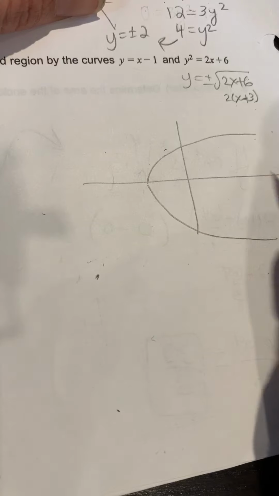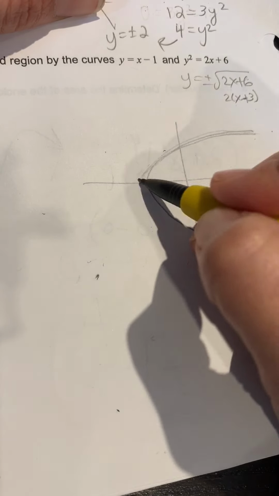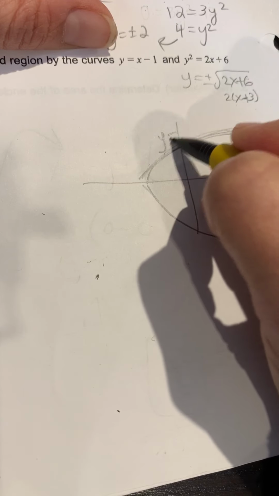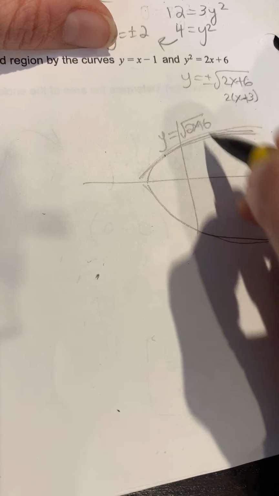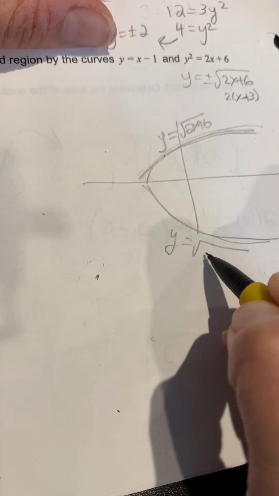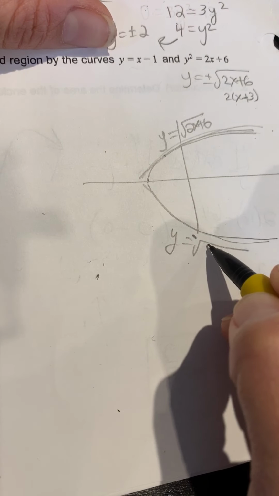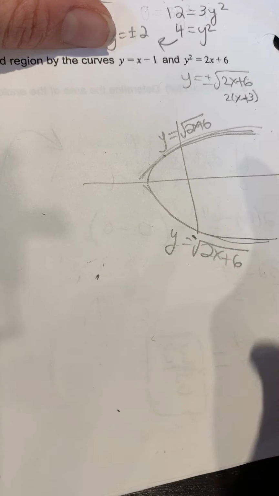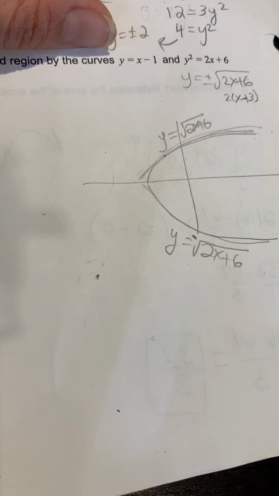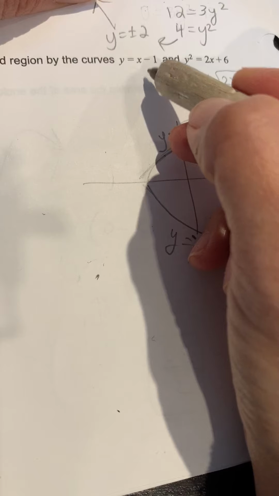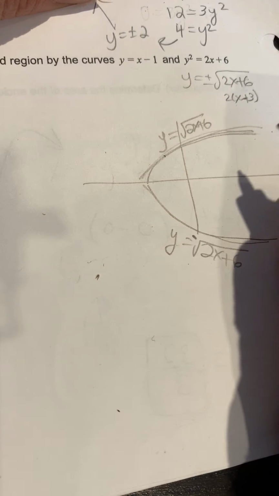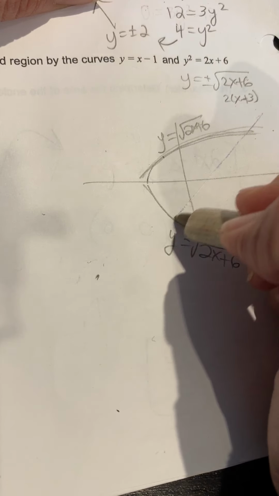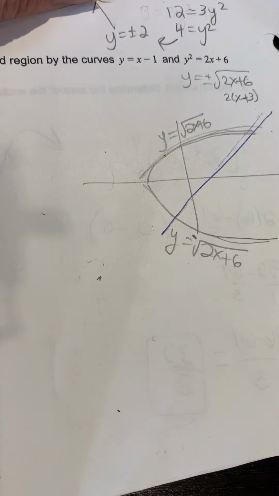And that's the top part. This is the top part of the square root, and this is the bottom part. So this is y equals the square root of 2x plus 6, and this is y equals negative square root of 2x plus 6. That's what's happening. Now the other one is right here, its y-intercept is negative 1. It just goes up, so it does something like this. Okay, and that's the linear.